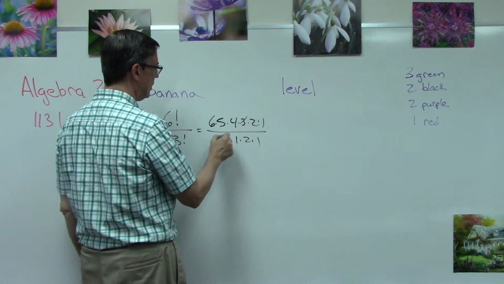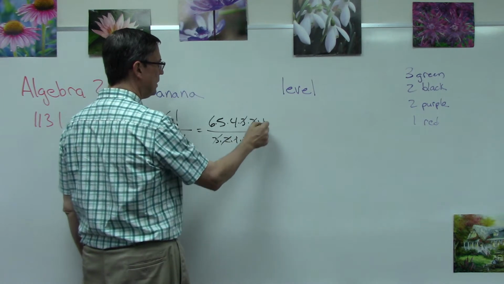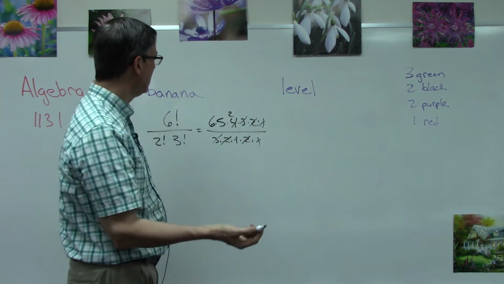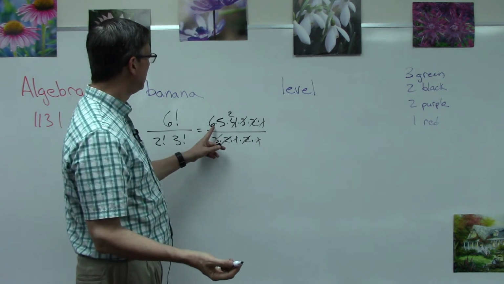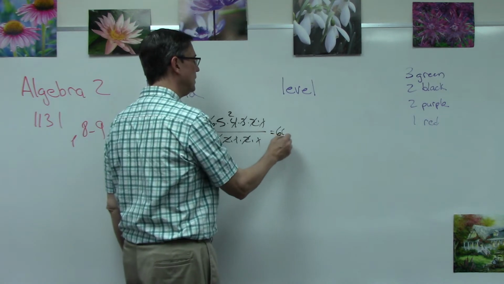So 3 cancels the 3, 2 cancels the 2. Of course, the 1's cancel out. I could cancel this 2 against this and have 2. All right, so the answer would be 6 times 5 is 30 times 2 is 60.